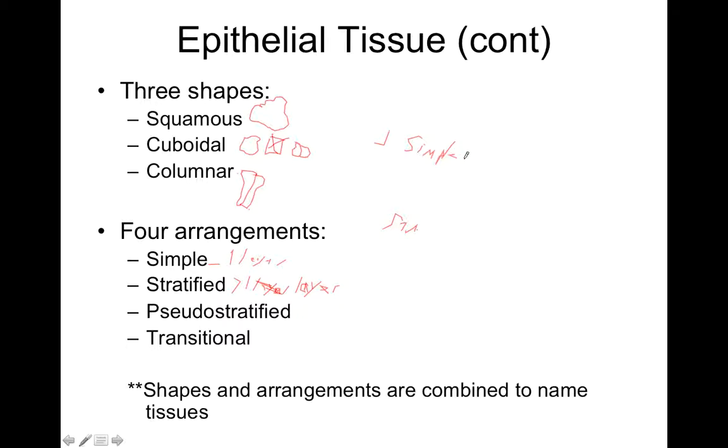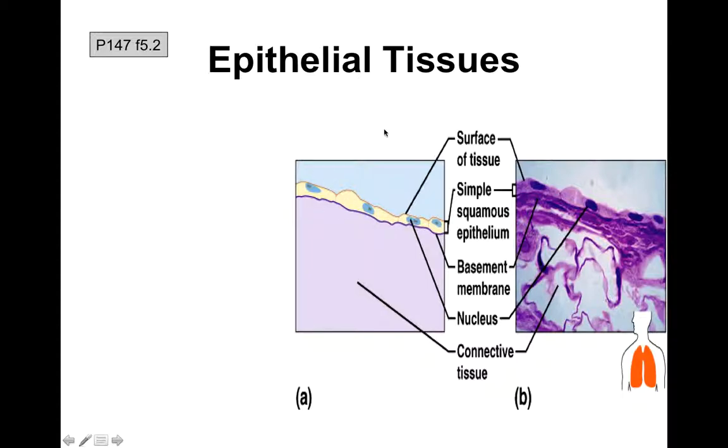Okay, simple squamous. So here's an example of that simple squamous epithelial tissue. And simple squamous epithelial tissue is found, so it's right here, is found where we need to be able to absorb things or to allow things to pass through. So you can see it's one layer thick, so this is one simple squamous cell.